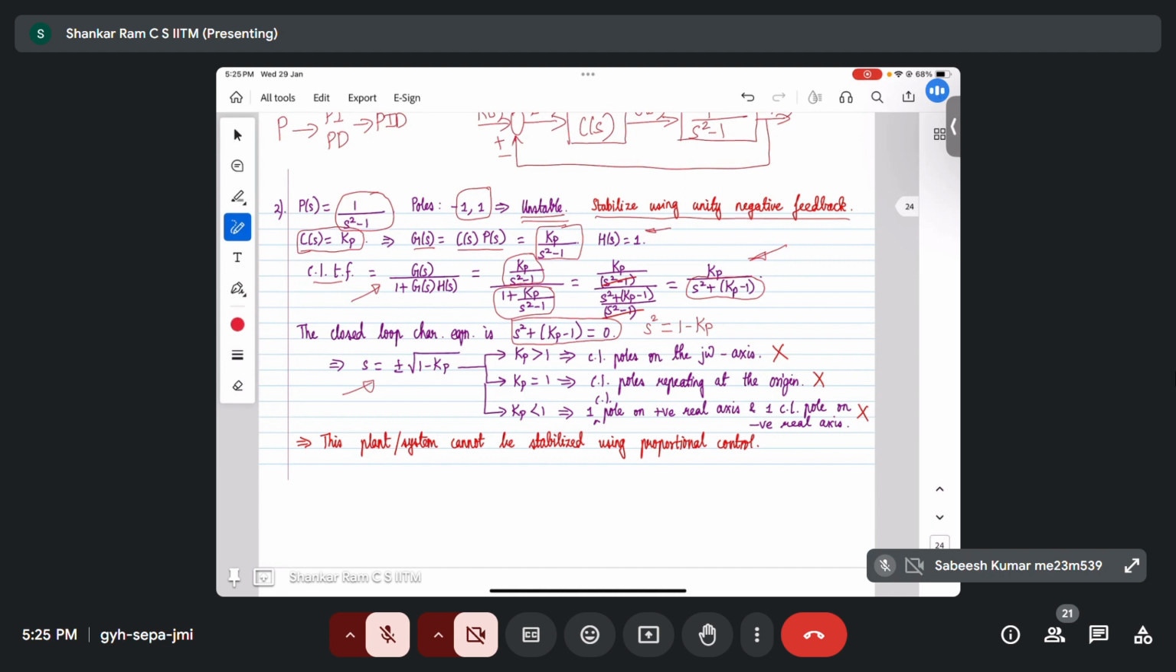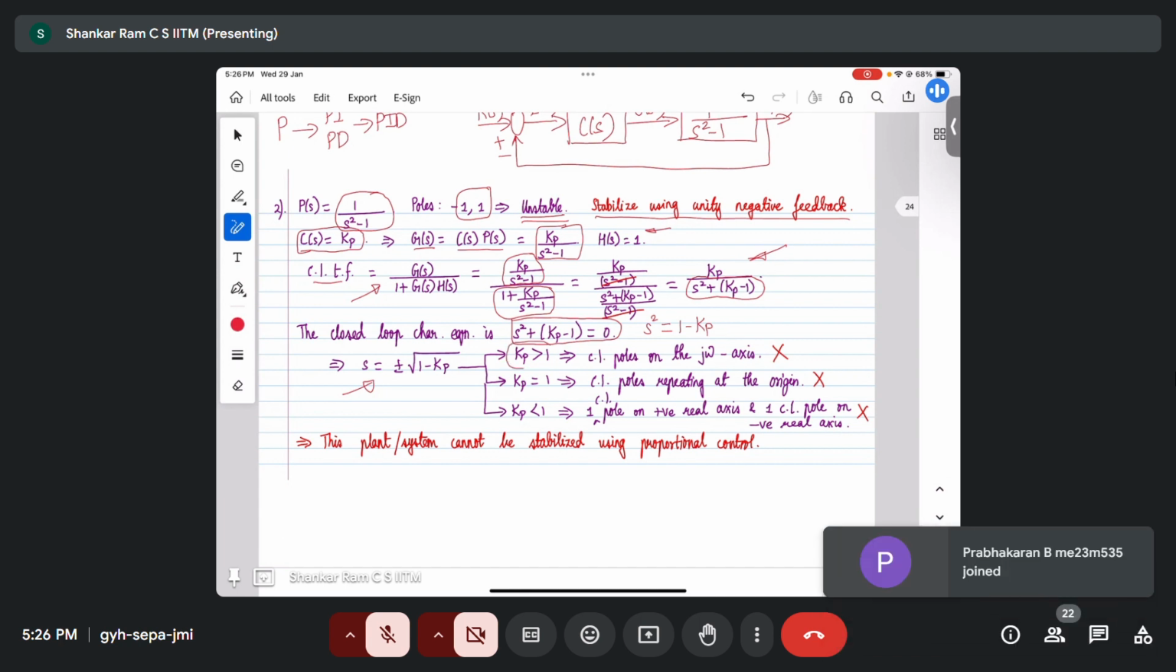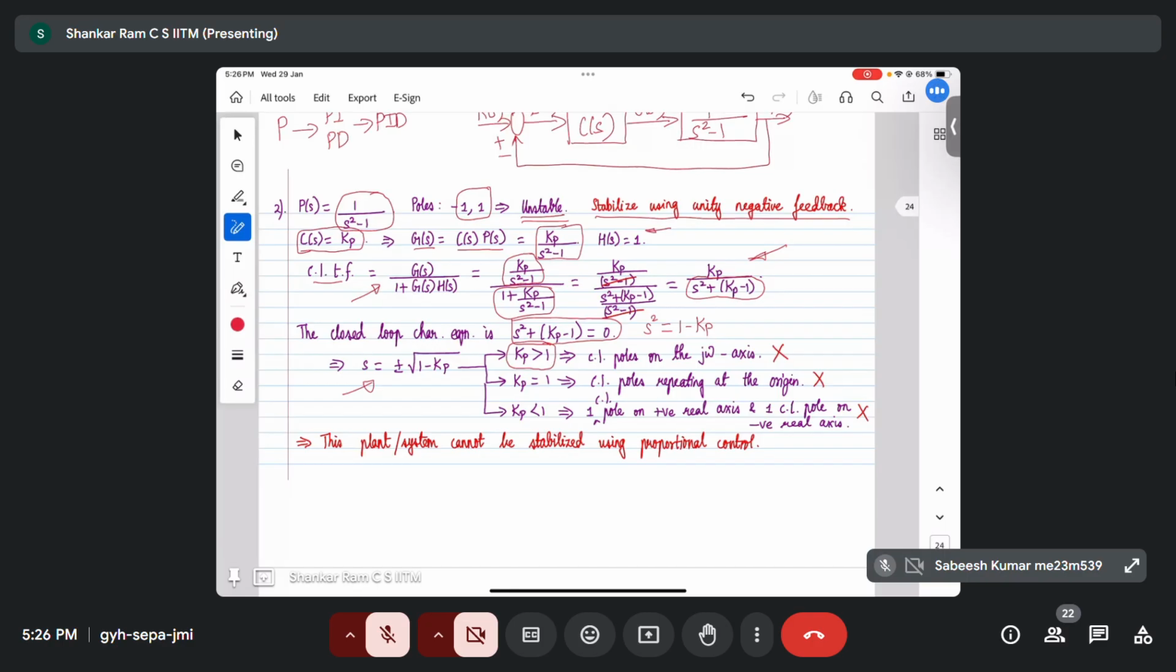Now, things become interesting. If we look at the ranges of Kp and figure out what will happen to the closed loop poles for this particular system, we see something very interesting. What are the observations? Let's consider three ranges: Kp greater than 1, Kp less than 1, and Kp equal to 1. If Kp is greater than 1, what can we say about 1 minus Kp?